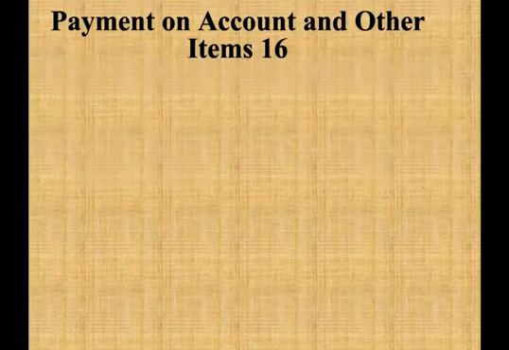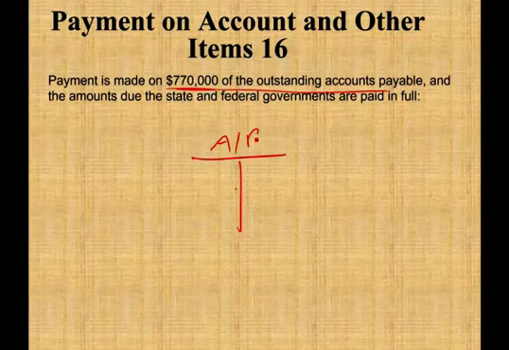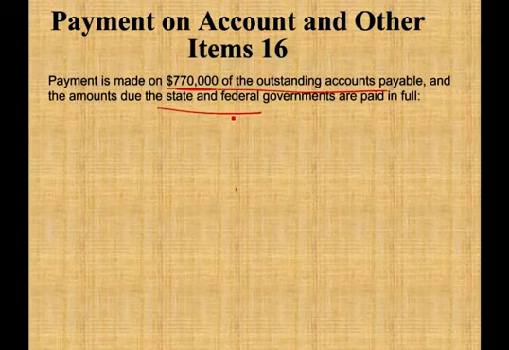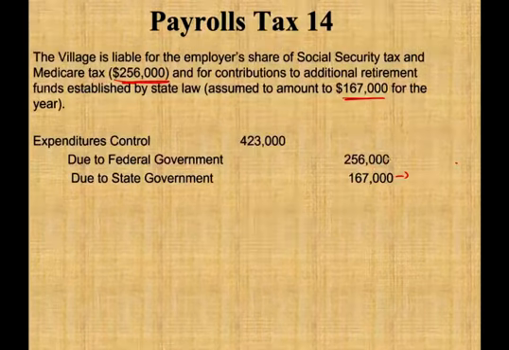Payment on account and other items. So also the government is now going to go ahead and pay their liabilities. Payment is made on $770,000 of the accounts payable. If you are keeping track of your accounts payable, I'm not sure what's in there, but you have more than 770. So you're going to pay 770 for the payable and the amount due to the state government and the federal government. What's the amount due to the state and federal government? This is the amount due to the federal government.